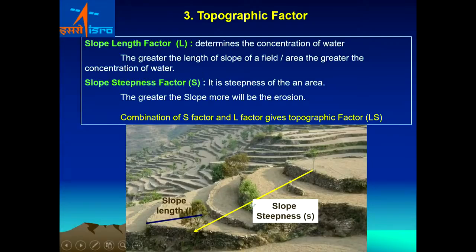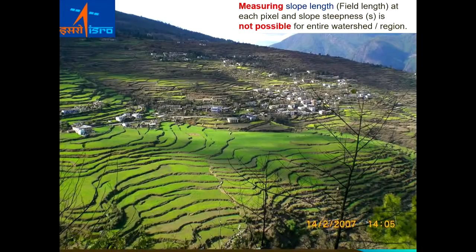Another is the slope. What is the slope? It means the steepness of the terrain. If you know the slope degree map you generated yesterday, which I discussed, then from that you can derive the slope steepness factor. Combined, this L and S we call the topographic factor, the LS factor. You see here a beautiful landscape of terraced agriculture field, and these are the hills. Here the slope is high, here the slope is less.